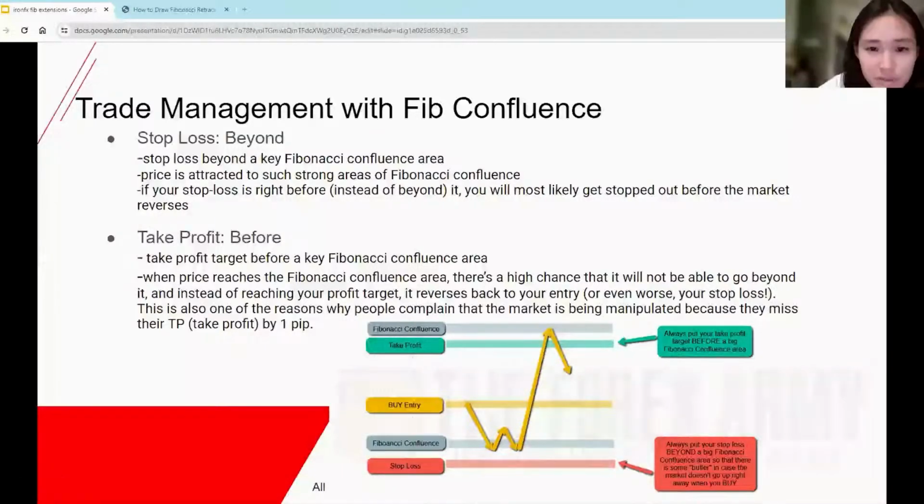Okay, let me know if you guys have any questions. We still have a bit of time. So I'm gonna pull out my charts, and if you guys have any requests for any currency pairs you'd like me to go through, feel free to pop them into the chat.